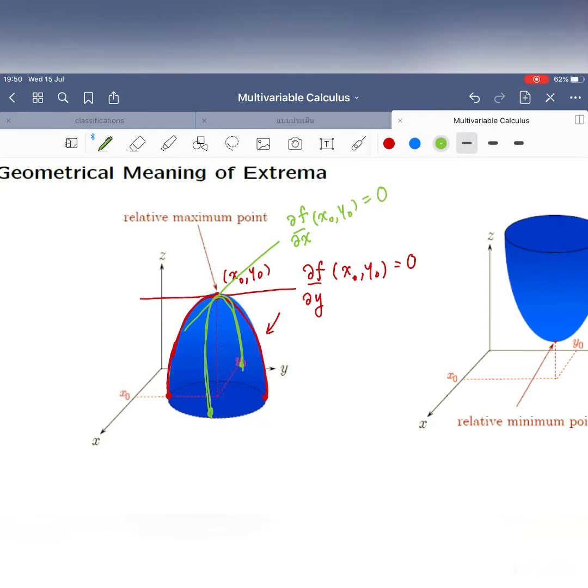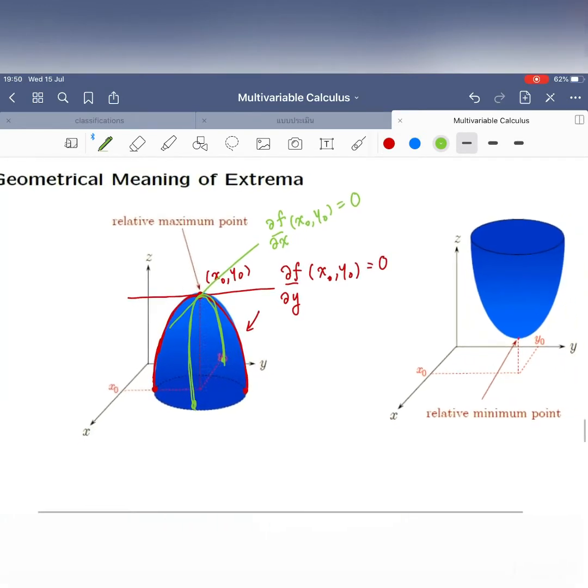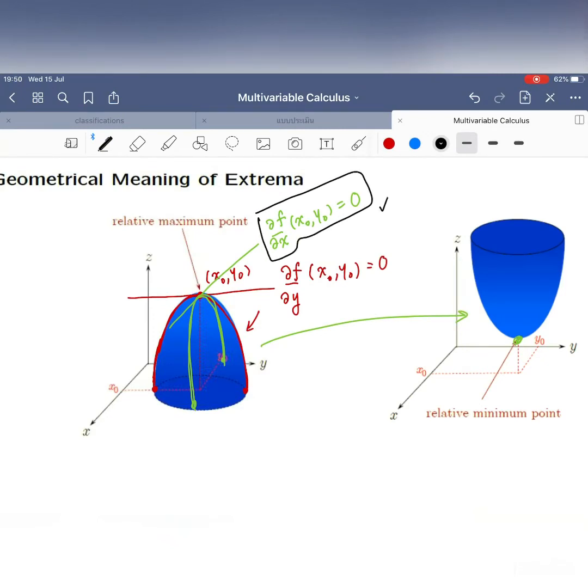So to find the relative maximum or a relative minimum, for the minimum you just flip your surface to get your minimum. You have the same idea. It means that you are going to find the derivative with respect to x and make it equal to 0, and the derivative with respect to y and make it equal to 0 again.